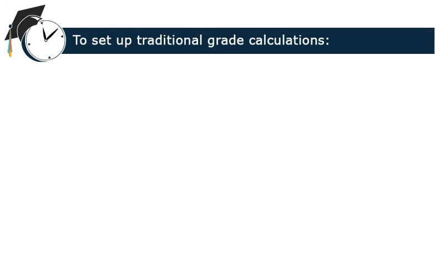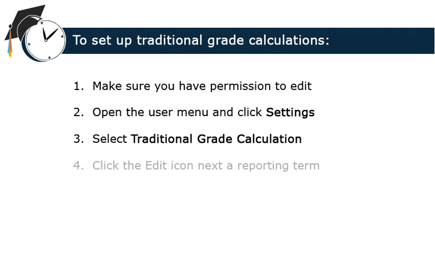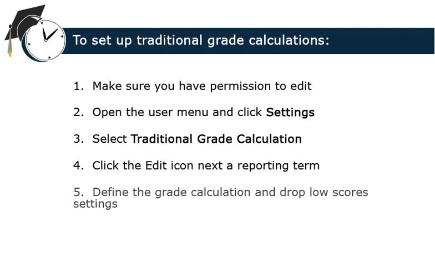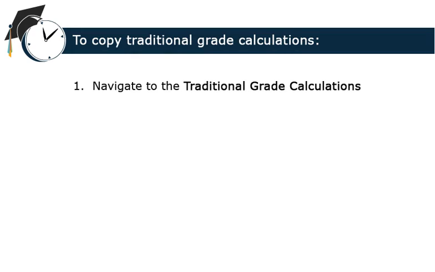Remember, to set up traditional grade calculations, you must have permission to edit the settings. If you do, open the User menu and click the Settings icon. On the Settings page, select Traditional Grade Calculation. Then for each class and reporting term, click the Edit icon to define the grade calculation and drop low scores settings. Then click Save.